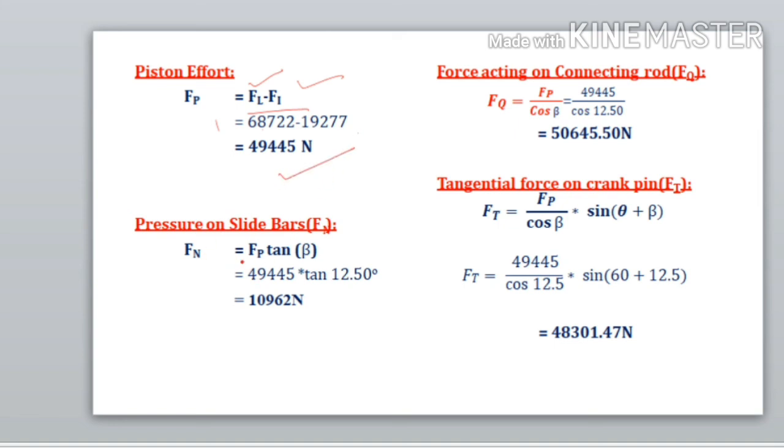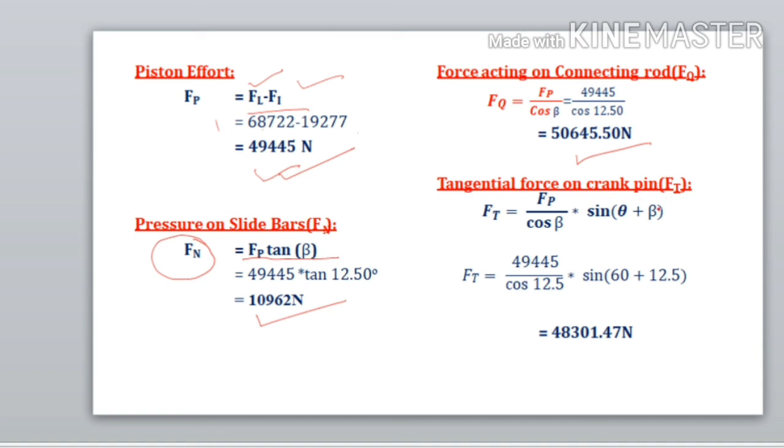Pressure on the slide bar. It's the formula Fn equals Fp tan beta. Value of Fp is 49445 Newton, tan beta. Beta value is 12.50 degree. We will put here, so finally we will get the value of Fn. And the force acting on the connecting rod Fq equal to Fp upon cos beta. So Fp divided by cos 12.50. Finally we will get the value of this.